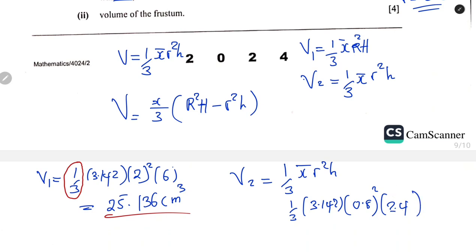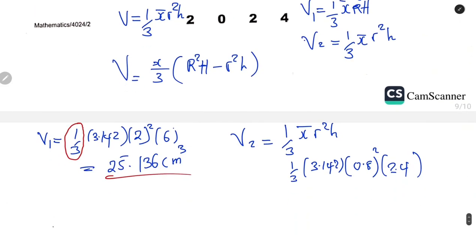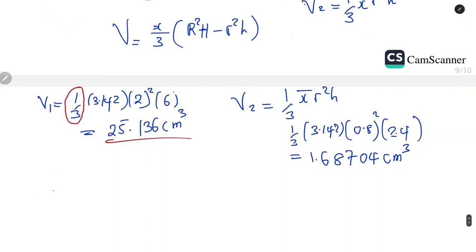I guess I've gotten this one right. After multiplying, it should give you 1.68704 centimeter cubic, and these are cubic volumes. Then of course you can subtract volume 1 minus volume 2. That is the volume of the frustum.